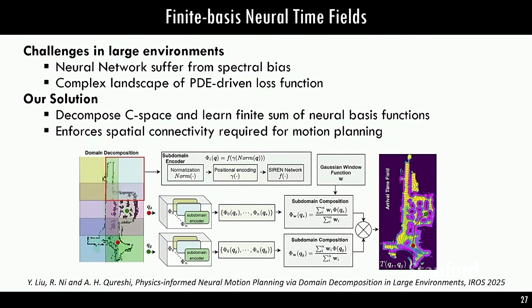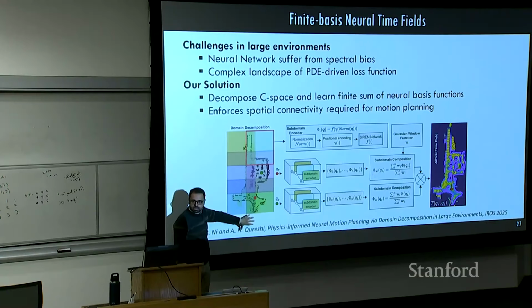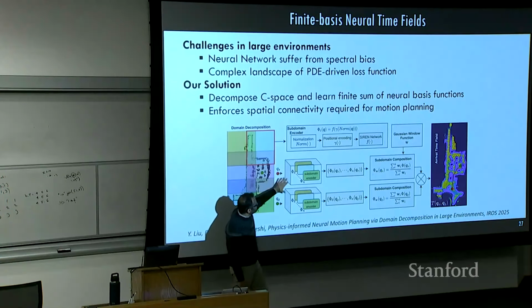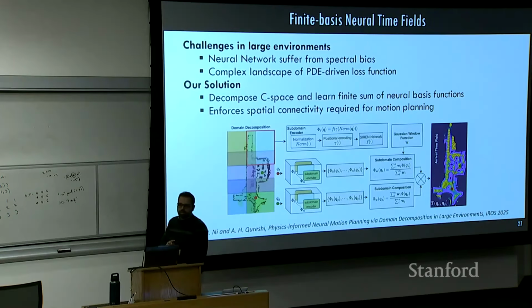The solution relies in classical PDE literature. If you study classical PDE literature, they used to represent a PDE solution as a sum of finite basis functions. If each of these basis functions represents a manifold, then I can combine them to get my global trajectory. So this is what we do. We decompose our problem into, this is just for depiction, think of this 2D environment, I can break it down into multiple pieces. And then for each piece, I can learn some basis function. And then I can combine the basis functions to get my global value function.